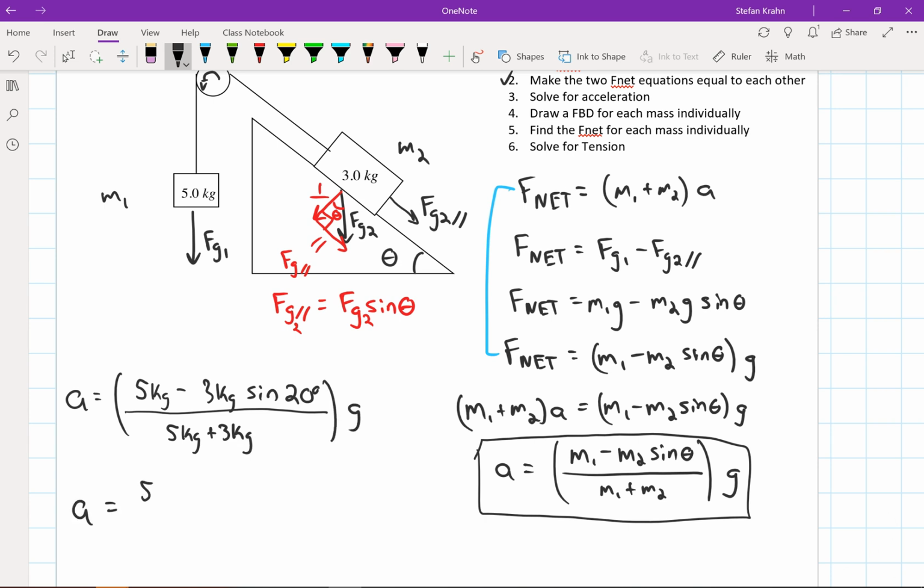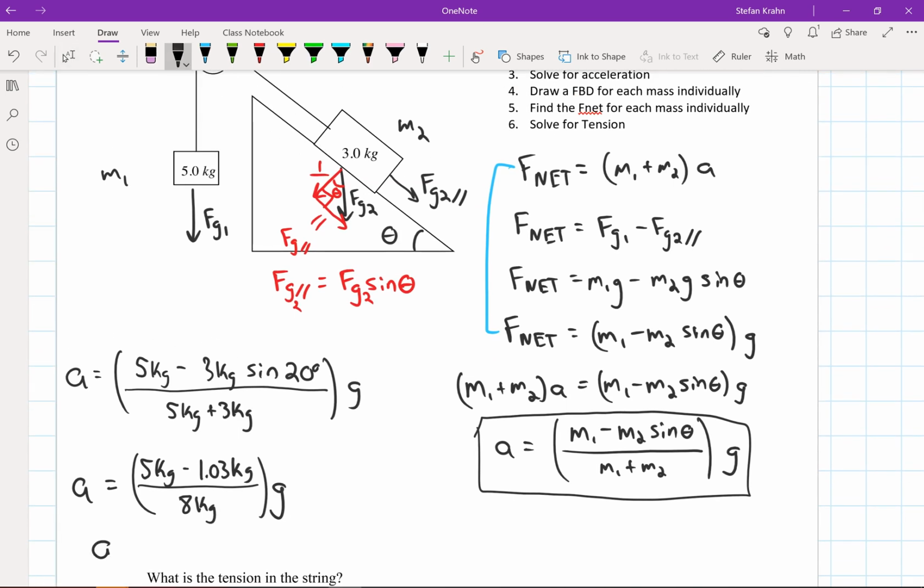And when I do this, I'll get 5 kilograms minus 1.03 kilograms after I multiply it by that sine over 8 kilograms. And that's all multiplied by my acceleration due to gravity. And once I do all of that, my acceleration is going to be exactly half. It's 0.5 times g. So it's exactly 50% of what the acceleration due to gravity is. So that's 4.9 meters per second squared. And that is all going counterclockwise.